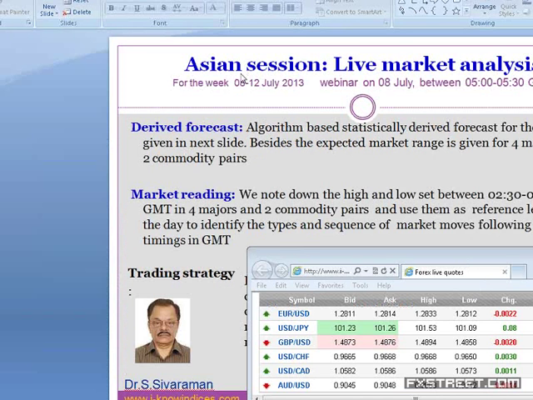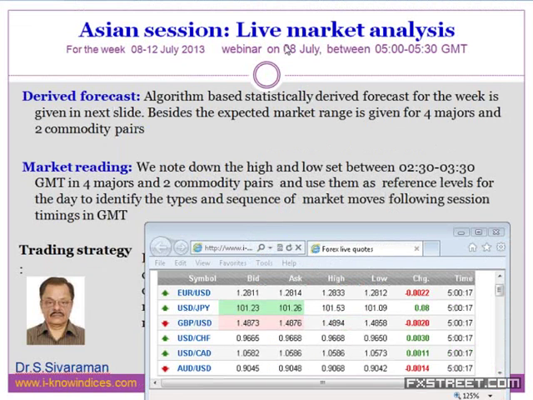I'll be presenting Asian Session Live Market Analysis for this week, 8th to 12th of July. So today is 8th July. Between 5 and 5:30 GMT, I'll be explaining the expected market moves for this particular week and also try to do the market reading for today and explain what could be the possible moves in the case of the majors and the commodity pairs during this particular week.